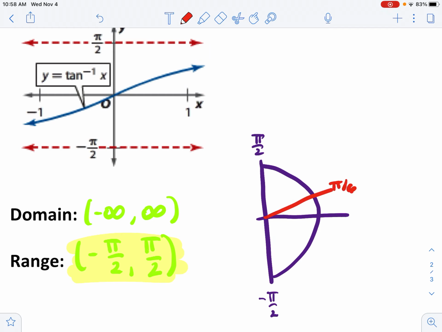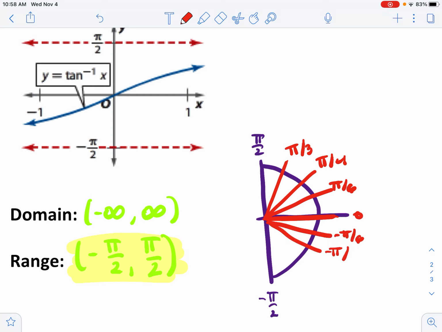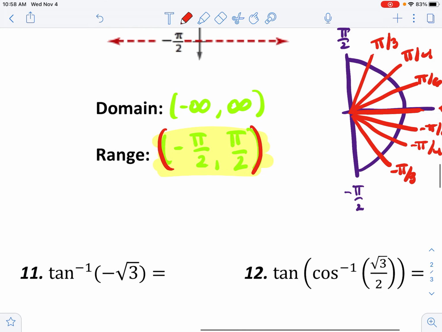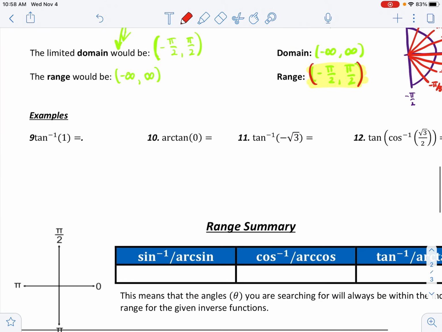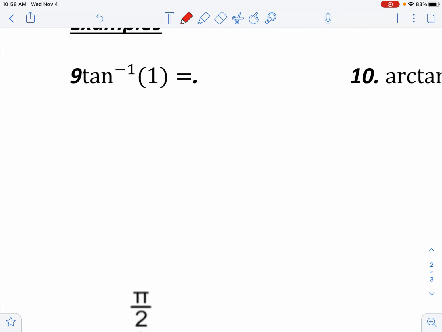So my answers can be, let me change colors here to red, pi over 6, pi over 4, or pi over 3. It can be 0. It can be negative pi over 6, negative pi over 4, negative pi over 3. But it cannot be negative pi over 2 or positive pi over 2 because the function's undefined there. So notice that's why we have parentheses here. That will never be my answer.